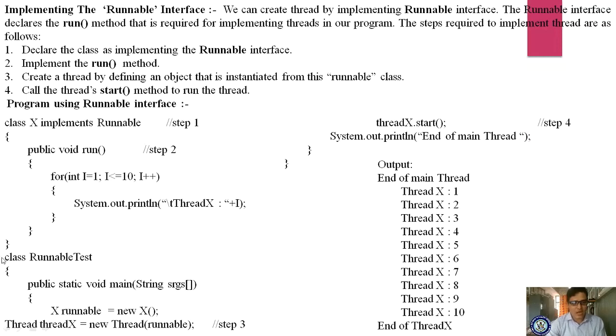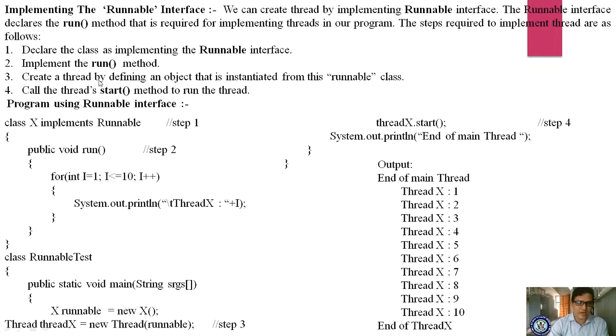Okay, and now I'm writing another class which consists of a main method. In the main method, first I am creating the object of this class, right? The name of the object of the class is runnable. Now you have created it. After creating that object, what is the second step?